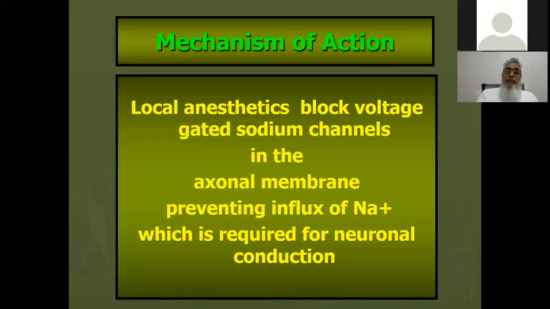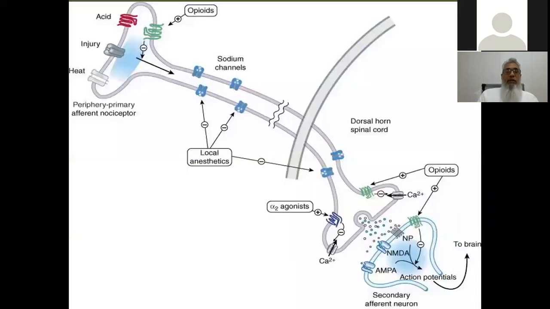So this is the basic mechanism of action: local anesthetics block the voltage-gated sodium channel in the axonal membrane, preventing this spontaneous and sudden influx of sodium, which is required for neuronal conduction or action potential. This is a diagram of an axon, and you can see these sodium channels are present along the axon. So when no action potential is produced, there is no perception of pain and other sensations.